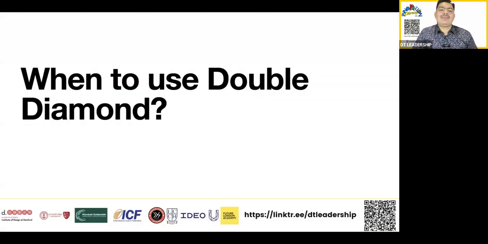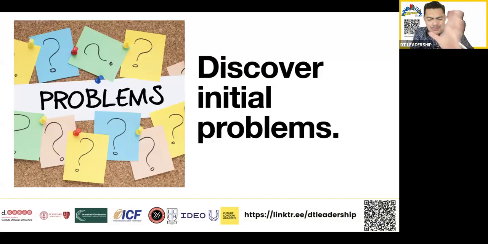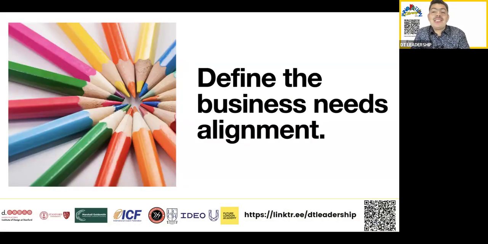So when to use the double diamond? Discovering the initial problem is the first part. So you first discover the initial problems, look abroad, talk to people, get a feel of it, because sometimes what could be the problem may not be the one that you have thought, right? So try to avoid judging the problem, because you are not the expert of the problem. You try to understand the problem, right? Secondly, define the business needs and alignment, right? Again, there are so many problems. If you are working on business innovation, align that with the business goals, right? Align that with business needs and strategy. Remember, structure follows strategy, right?